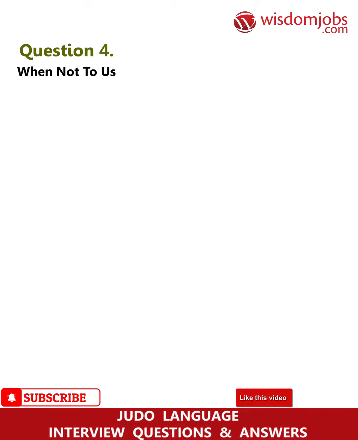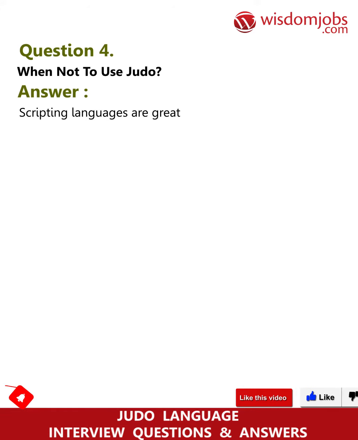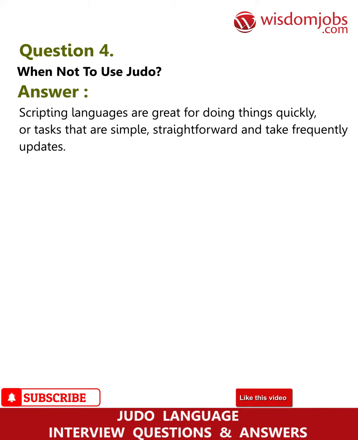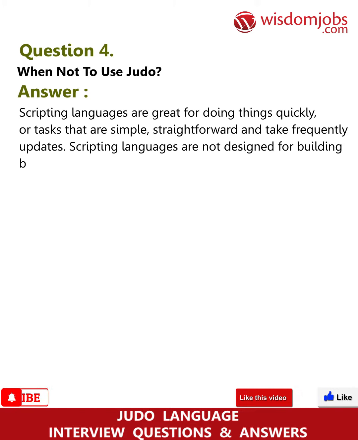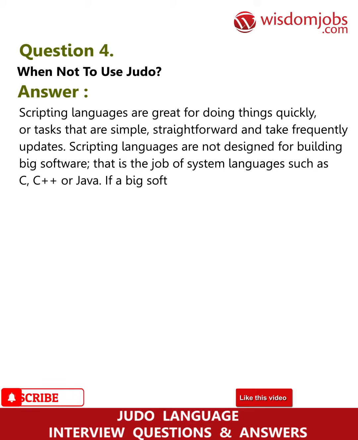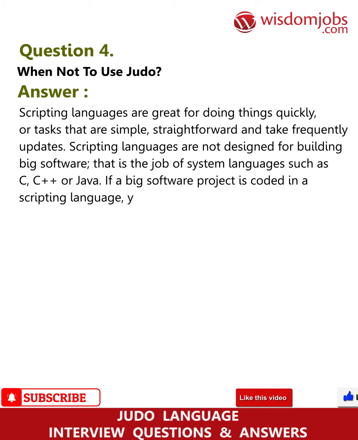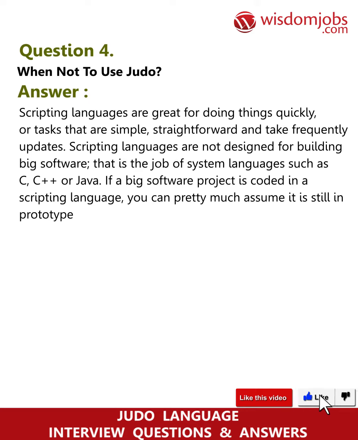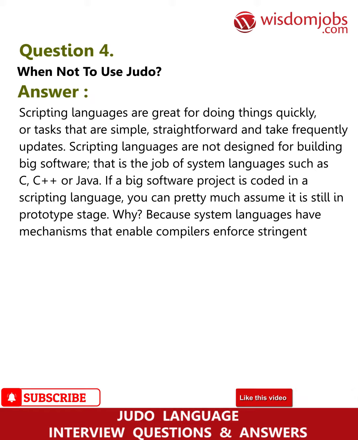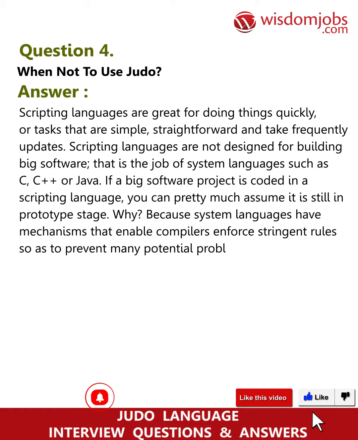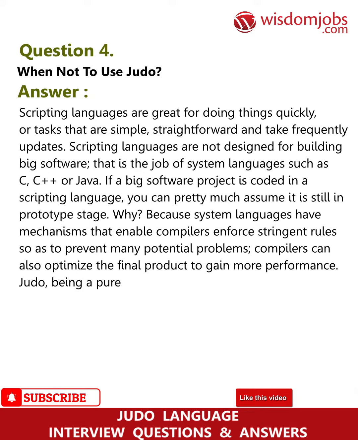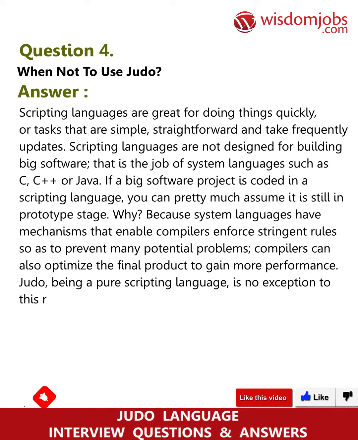Question 4. When not to use Judo? Answer. Scripting languages are great for doing things quickly or tasks that are simple, straightforward and take frequent updates. Scripting languages are not designed for building big software. That is the job of system languages such as C, C++ or Java. If a big software project is coded in a scripting language, you can pretty much assume it is still in prototype stage. Why? Because system languages have mechanisms that enable compilers to enforce stringent rules so as to prevent many potential problems. Compilers can also optimize the final product to gain more performance. Judo, being a pure scripting language, is no exception to this rule.